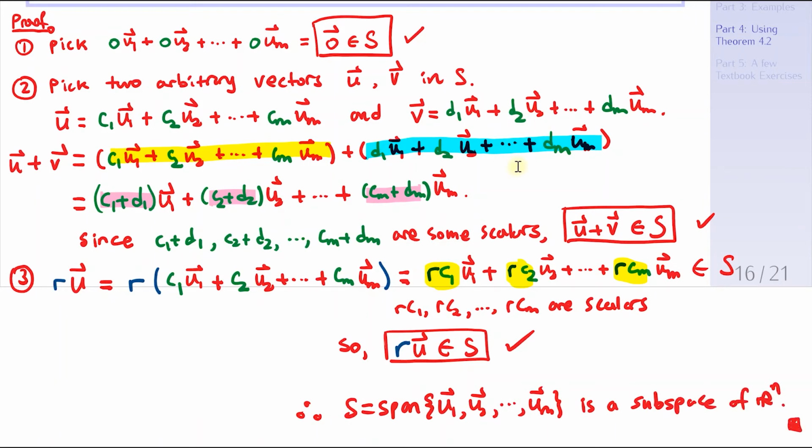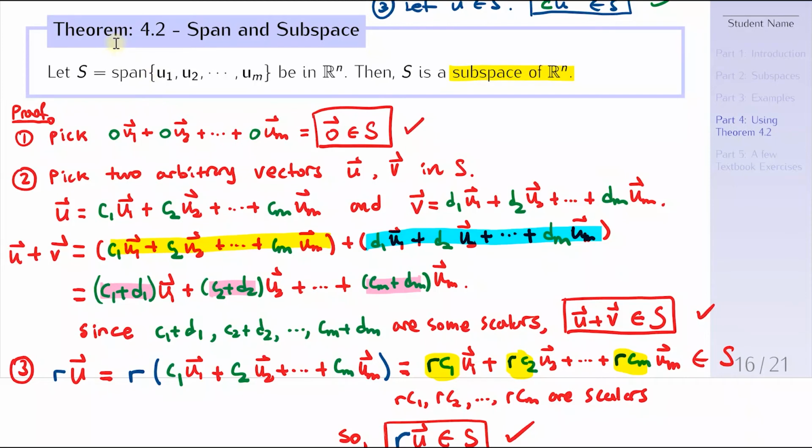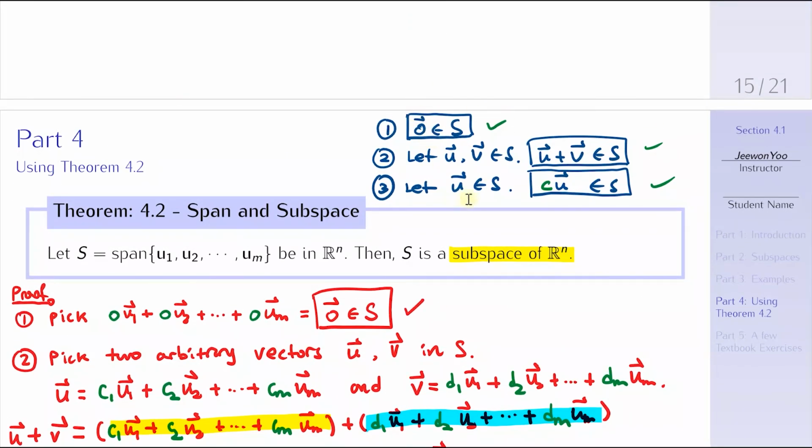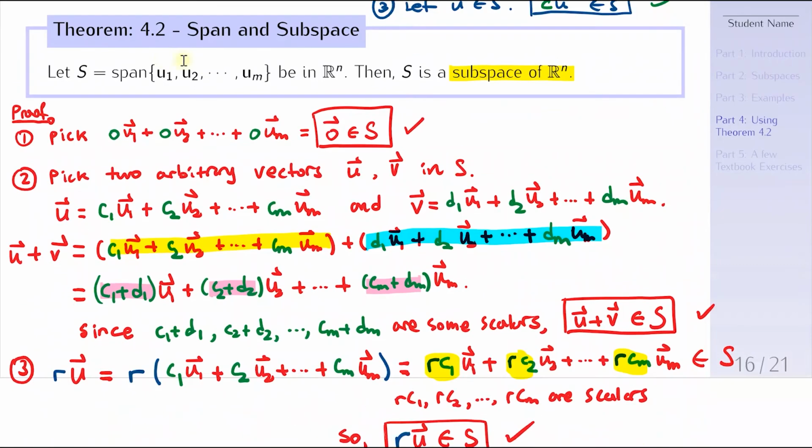Okay, congratulations. This is the end of very useful theorem 4.2. Do you know why this theorem is so useful? It's because we don't have to check these three conditions and spend a lot of time solving one problem. If a problem is written as span of blah blah blah, then right away that set is a subspace of this Euclidean space Rn by theorem 4.2. So solving the next example will be a piece of cake if you know how to use this, assuming you know how to prove it. Now you do.